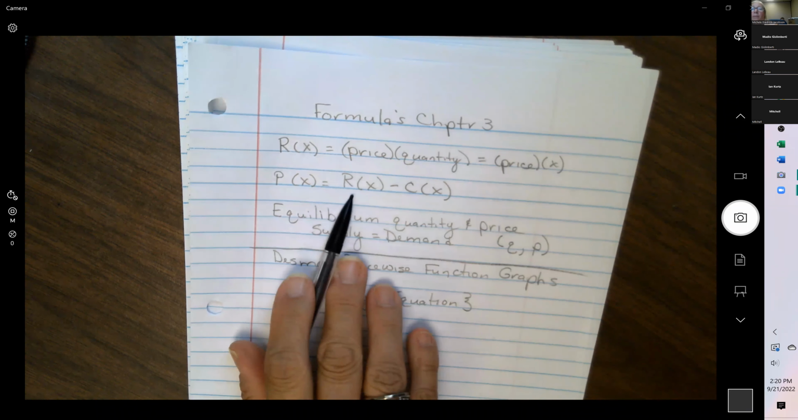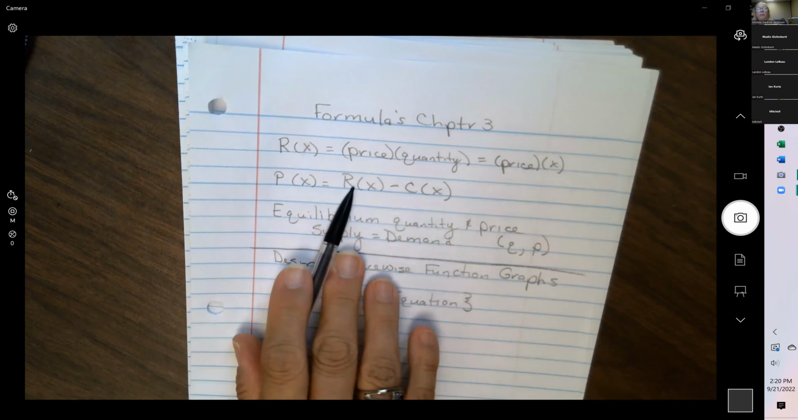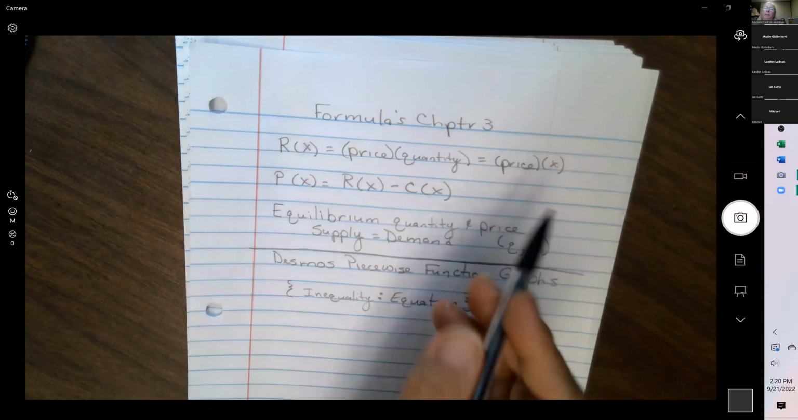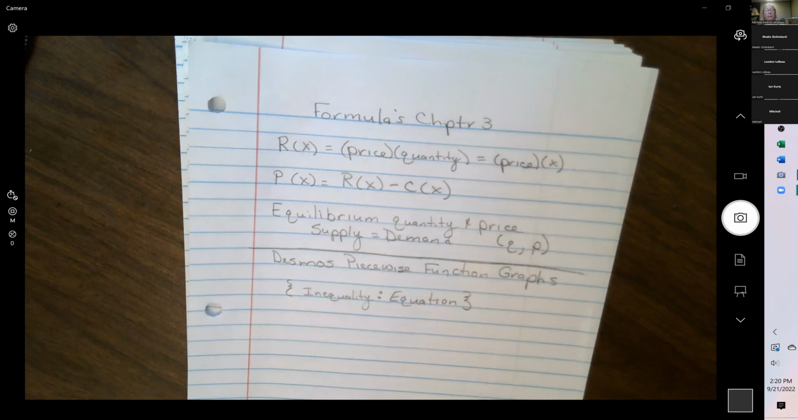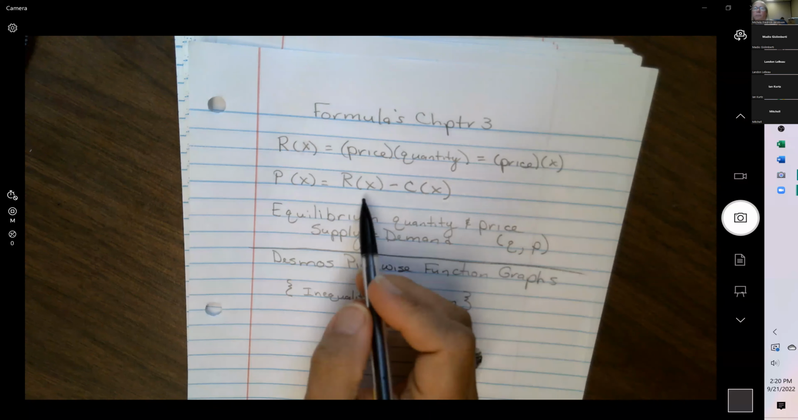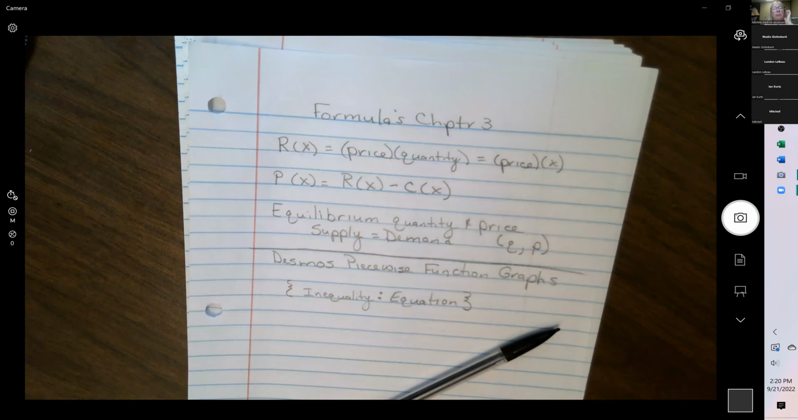Profit is revenue minus cost, because revenue is the amount of money you brought in, but you have to subtract what it costs to sell all those items, to build all those items, depending on how, if it's being manufactured through a machine, that would be in there also. So it's your revenue minus your cost.